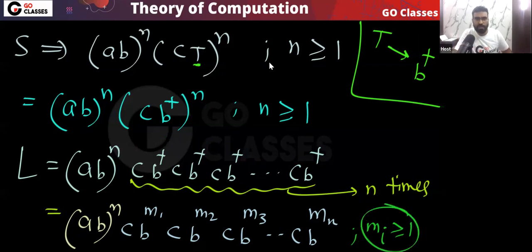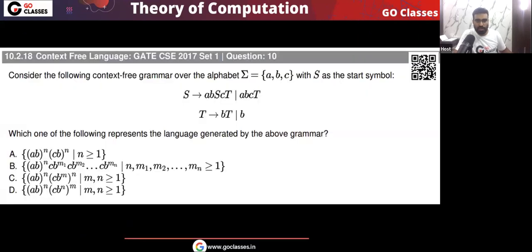This is the language. So this is a beautiful question. I hope you understood. So finally, what is the answer for this question? Tell me. You can easily see the answer will be option B. Look at option B. In option B we have a b power n. Yes or no? a b power n. Notice, n should be greater than or equal to 1.